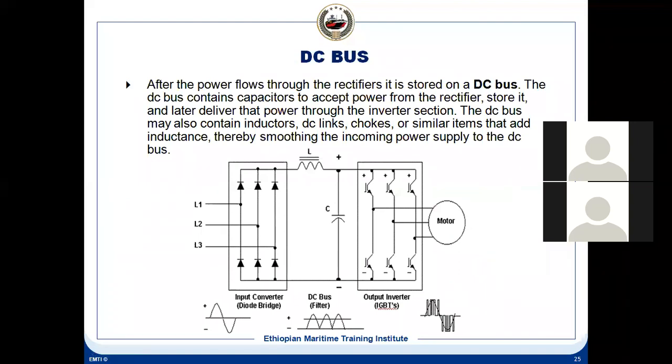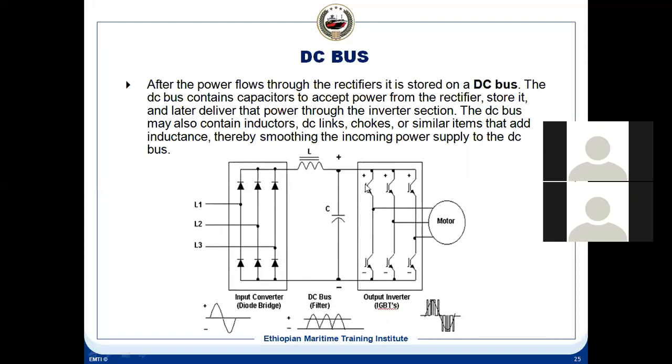This is the DC bus. Now what is a DC bus? In the DC bus here you can see only one capacitor. On board ship there are plenty of capacitors here. The whole purpose of this inductor and capacitor is to filter this DC and prepare an input for the inverter. After the power flows through the rectifier, it is stored in the DC bus. How is it stored? Because there are capacitors. The DC bus capacitors accept the power from the rectifier, store it and deliver it to the inverter section.